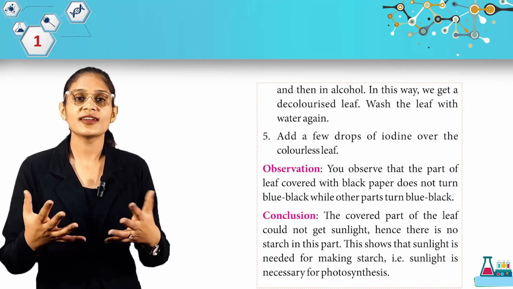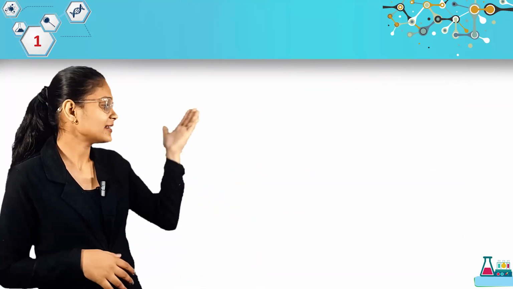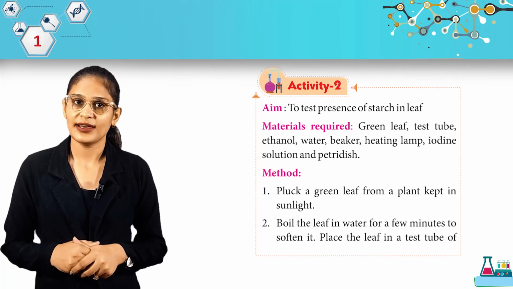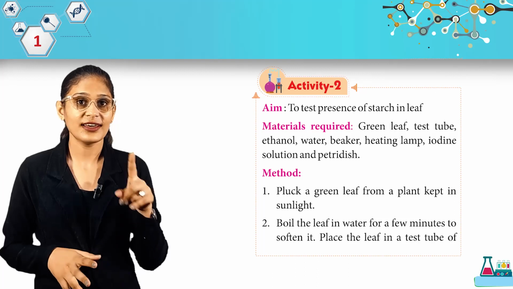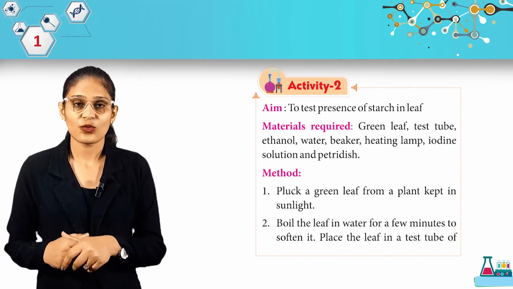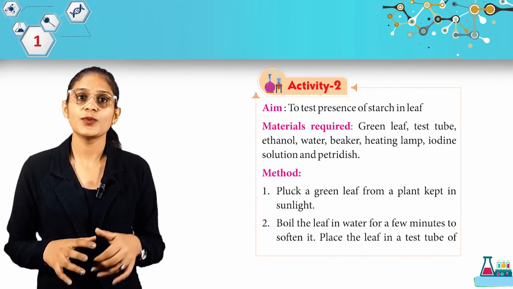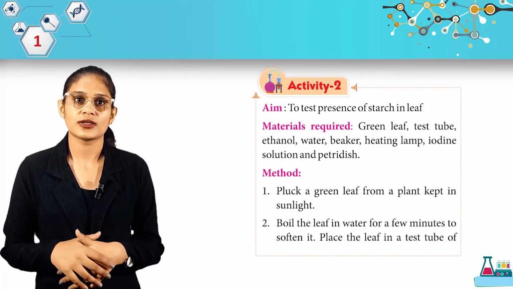Students, you can do this activity with your teacher in your school laboratory. Here we have activity 2. Aim: to test the presence of starch in a leaf. Now what we do? We test the presence of starch in a leaf. Materials required: green leaf, test tube, ethanol, water beaker, heating lamp, iodine solution and petri dish.